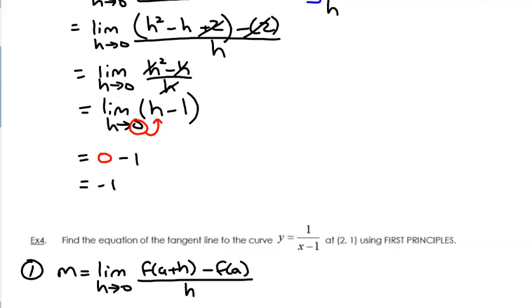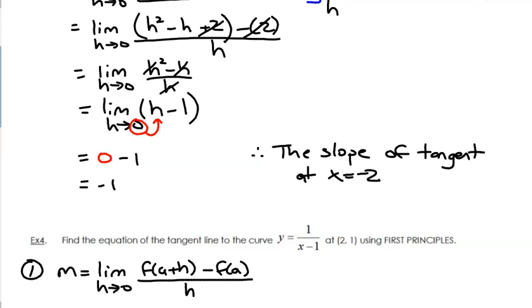And so the tangent, that's a lot of therefore statements. Therefore, the slope of the tangent at x equals -2 is -1.